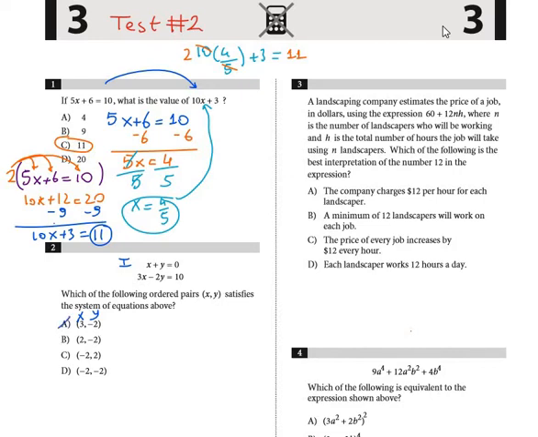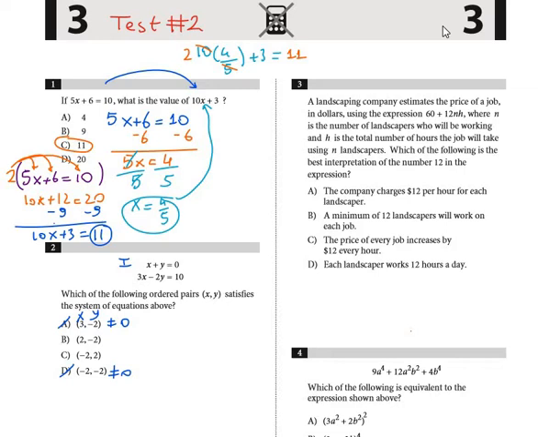2 plus negative 2 is 0, so this is one of the possible answers. Negative 2 plus 2 is 0, so this is one of the possible answers. Negative 2 plus negative 2 is negative 4, which is not 0, so it cannot be the answer because it doesn't satisfy the first equation.